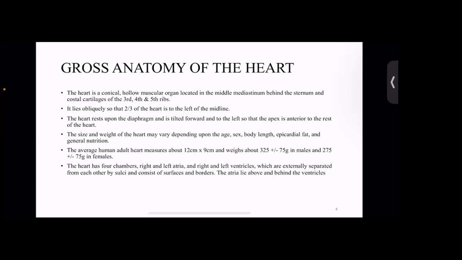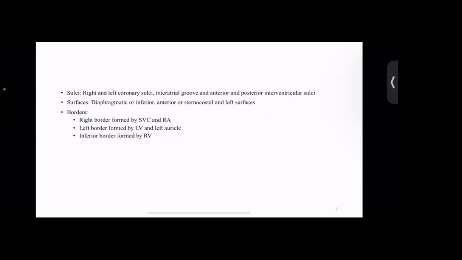It has two atria and two ventricles, externally separated from each other by sulci, and they consist of surfaces and borders, as we'll see. The atria lie above and behind the ventricles. For the sulci, we have the right and left coronary sulci, the interatrial groove, and the anterior and posterior interventricular sulci. For the surfaces, we have the diaphragmatic or inferior surface, the anterior or sternocostal surface, and the left surface. For the borders, we have the right border, which is usually formed by the superior vena cava and the right atrium.